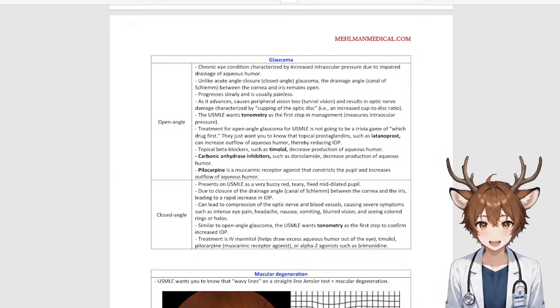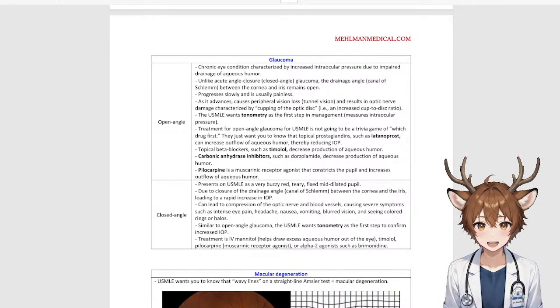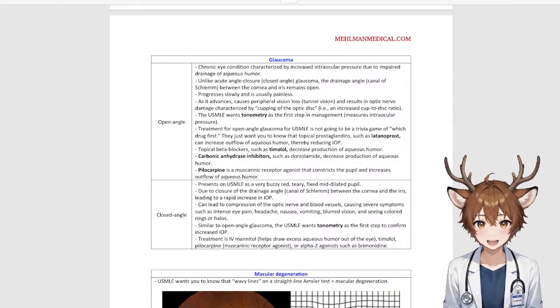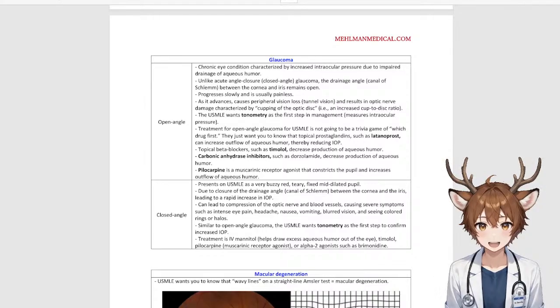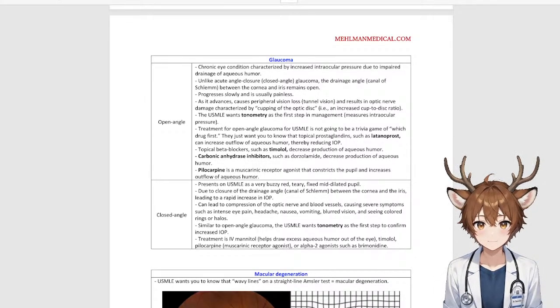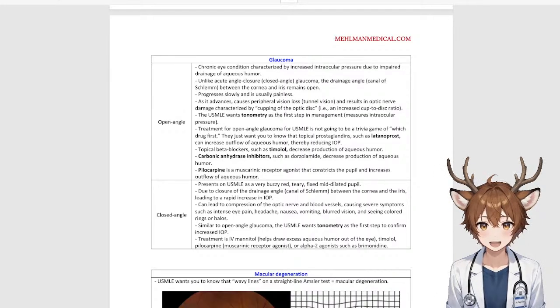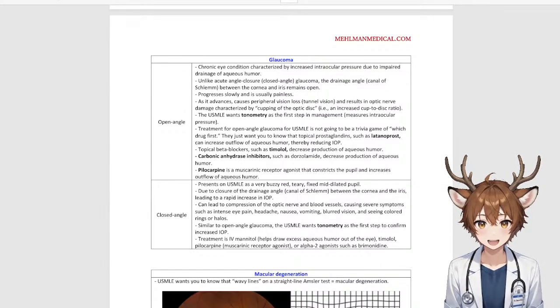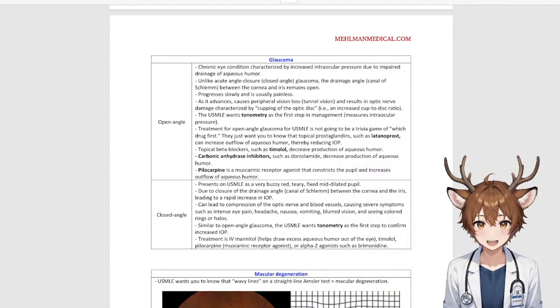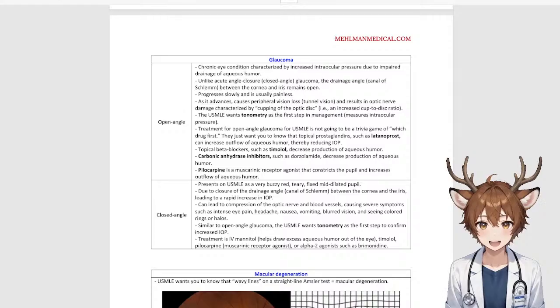Treatment for open-angle glaucoma for USMLE is not going to be a trivia game of which drug first. They just want you to know that topical prostaglandins such as latanoprost increase outflow of the aqueous humor, thereby reducing the intraocular pressure. Topical beta blockers such as timolol decrease production of aqueous humor. Carbonic anhydrase inhibitors such as dorzolamide decrease production of aqueous humor. Pilocarpine is a muscarinic receptor agonist that constricts the pupil and increases outflow of aqueous humor.